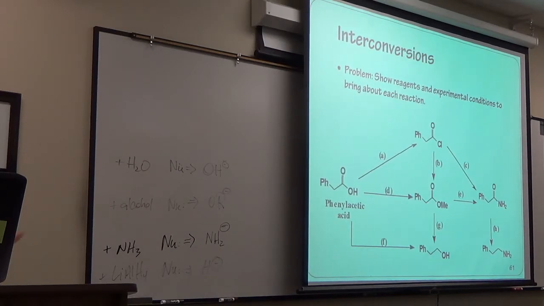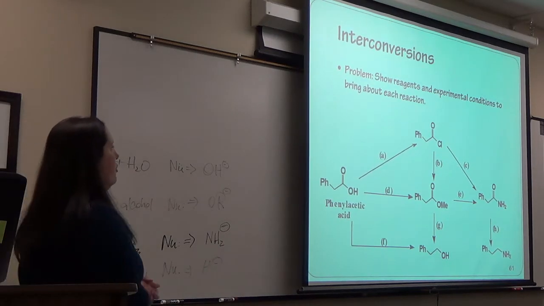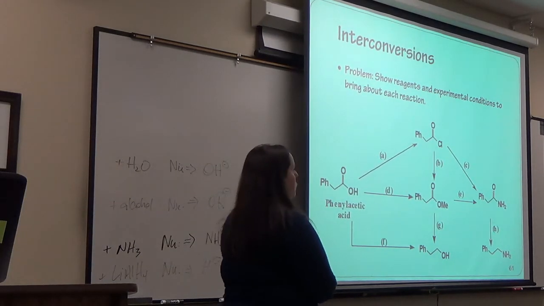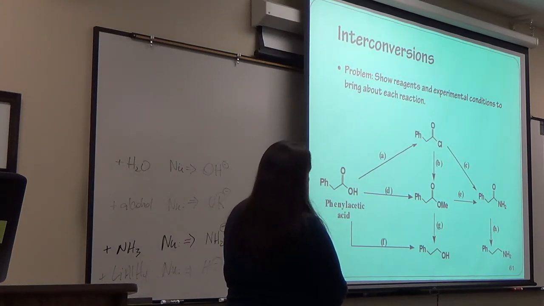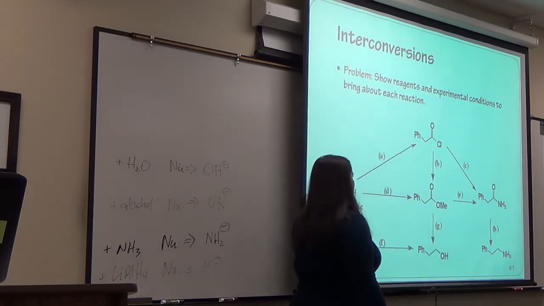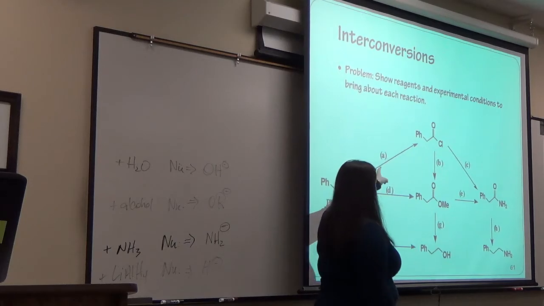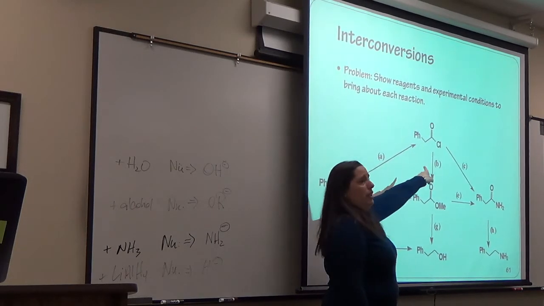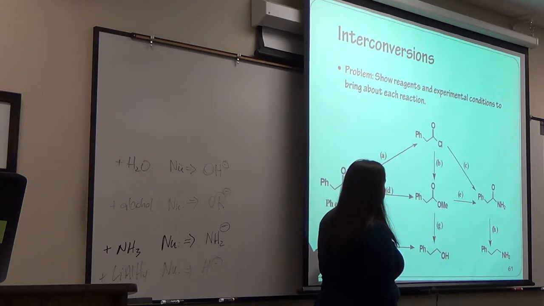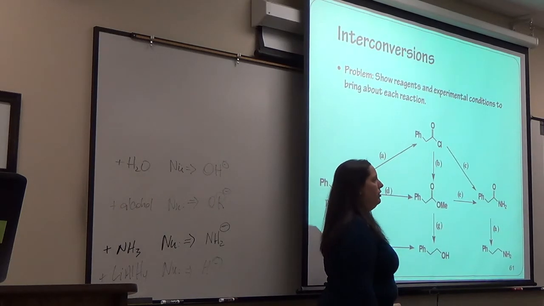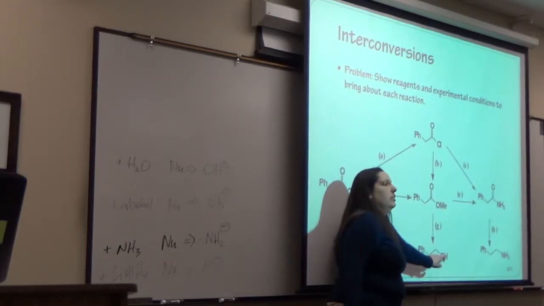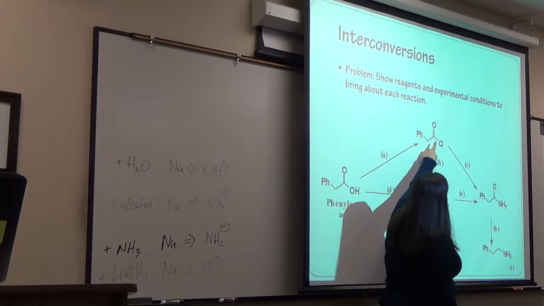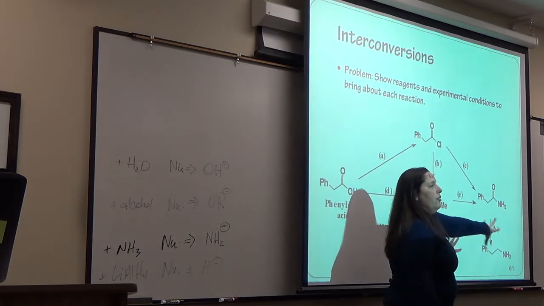But again, this chapter is really about understanding these interconversions, and so this is the problem that I leave you with to try out at home, and I'll discuss the answers with you next time. You're starting with an acid, and I want you to tell me what reagent I would need to use to get my acid chloride. What reagent would I have to use to get an ester like this, a methyl ester? What would I need to get the alcohol? And then, of course, these can be interconverted into other groups.